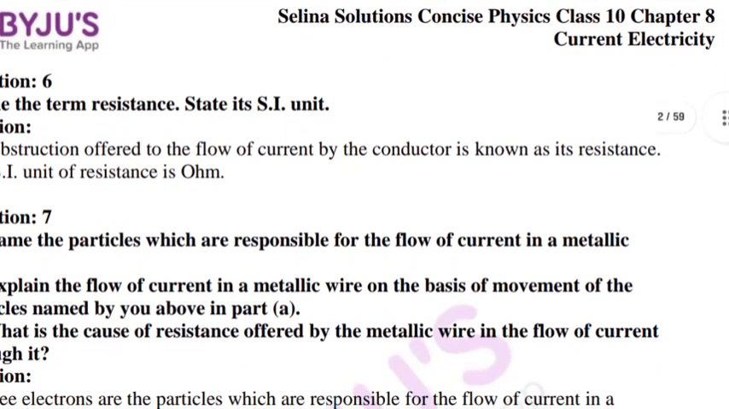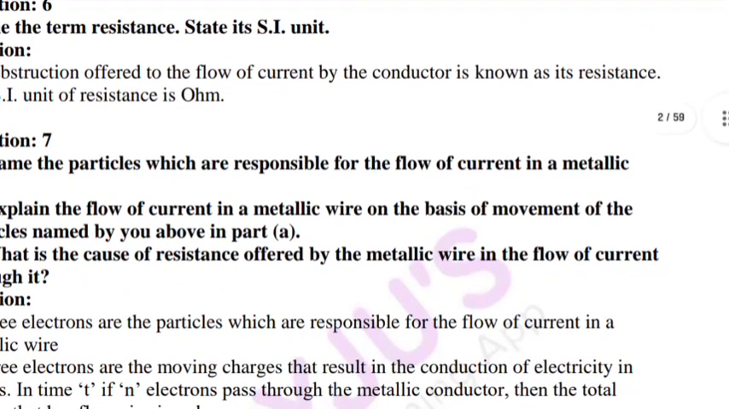Question number 6: define the term resistance. Resistance is the hindrance that obstructs the flow of current. The correct definition is: the obstruction offered to the flow of current by a conductor is known as resistance. The SI unit of resistance is ohm, and the ohm symbol is like an upside-down U shape.